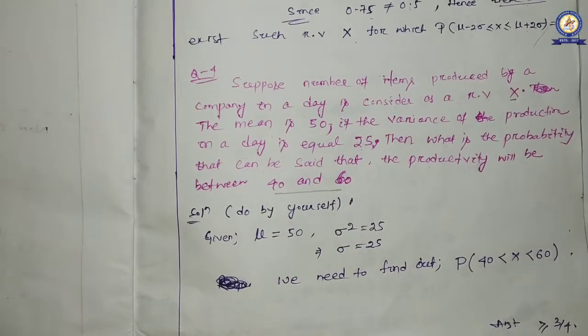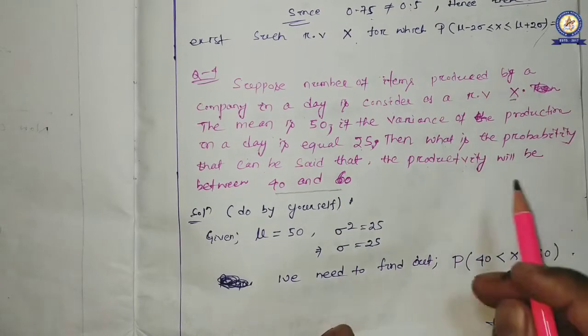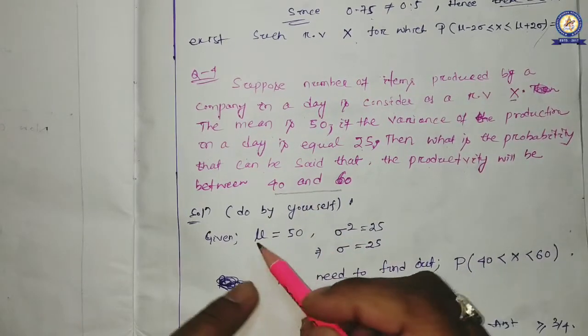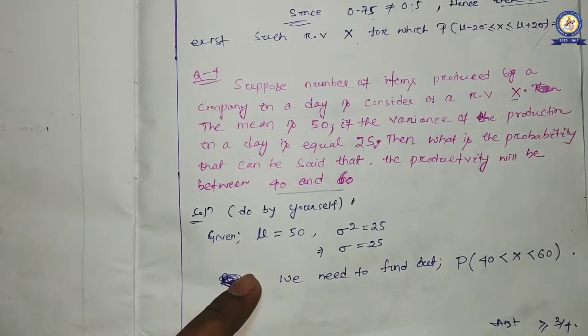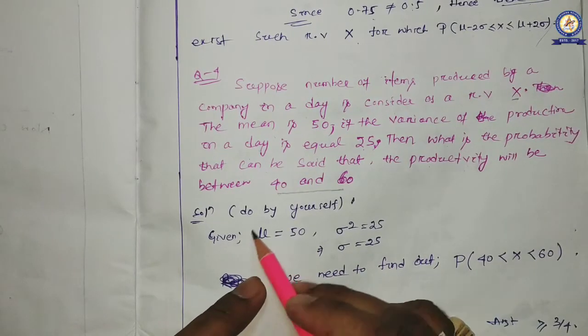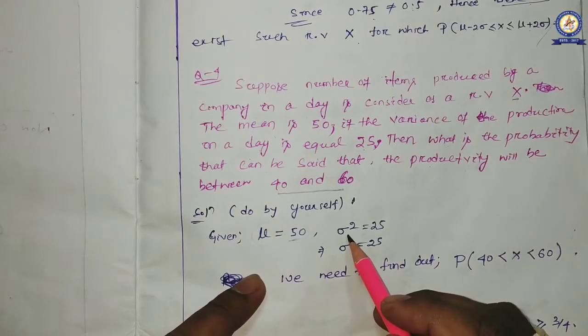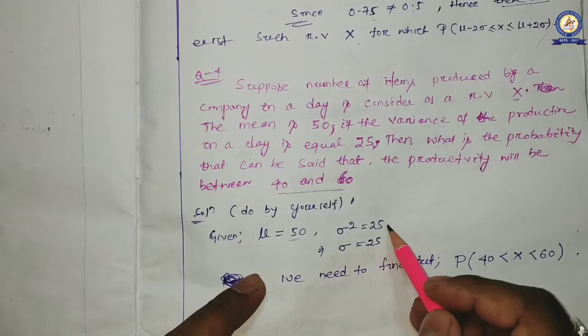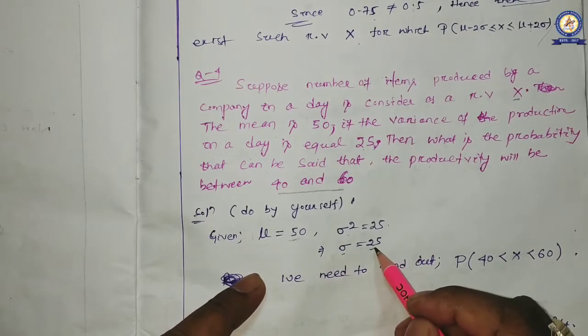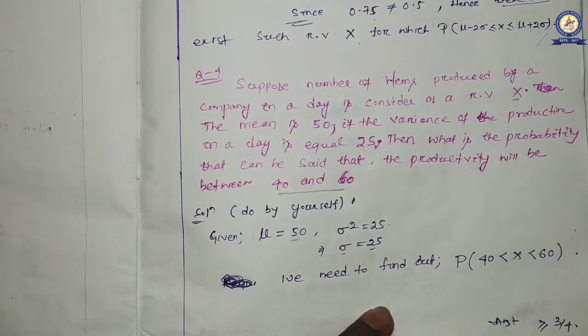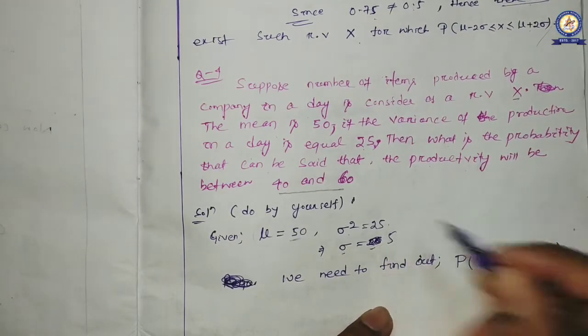So this question you have to do by yourself. I am going to give the hints. You can see the mean is already given as 50 and the variance sigma square is equal to 25. That means the standard deviation, sorry, the standard deviation will be 5. Okay, the standard deviation will be 5.